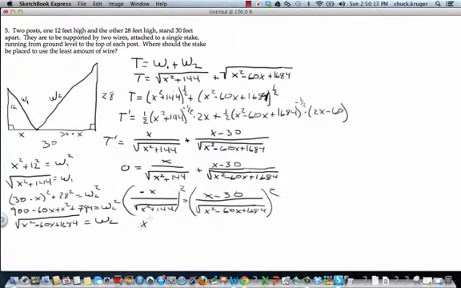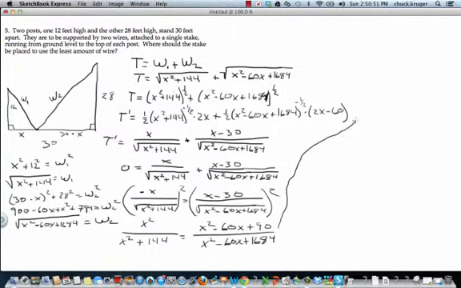And I'm going to get x squared over x squared plus 144 is equal to x squared minus 60x plus 900, that's what I get when I multiply that out, over x squared minus 60x plus 1684. Now I'm going to multiply both sides, and I'm going to start writing it up here. So when I'm multiplying, I'm going to multiply diagonally. I can multiply these two products and these two products.